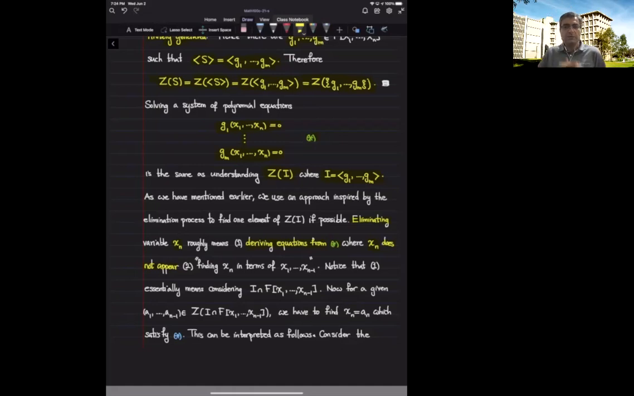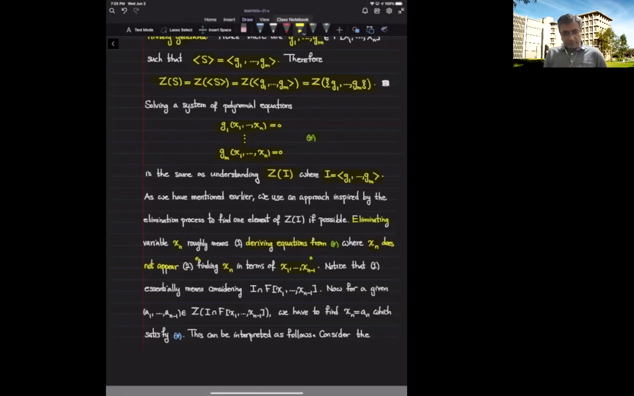So the first thing is finding certain equations for the previous variables, x_1 through x_{n-1}. And the second one is finding or solving for x_n for given x_i's. Okay, so the second item is a bit more vague, but let's see what I mean by that.